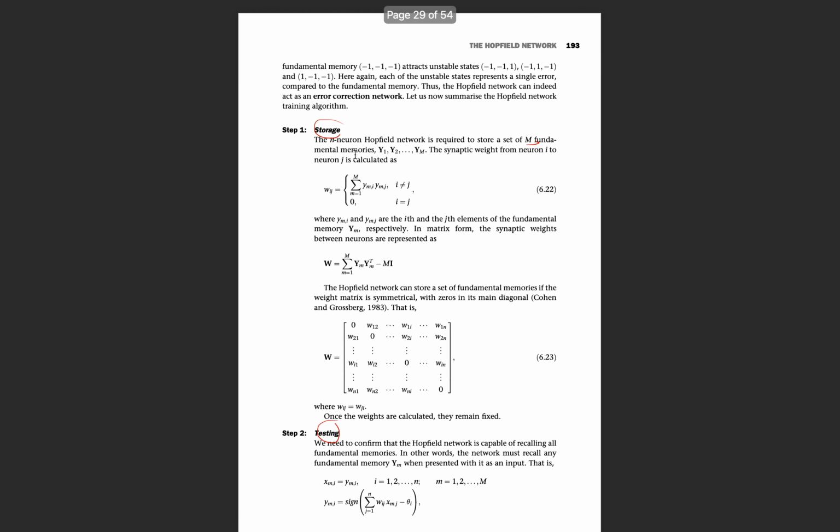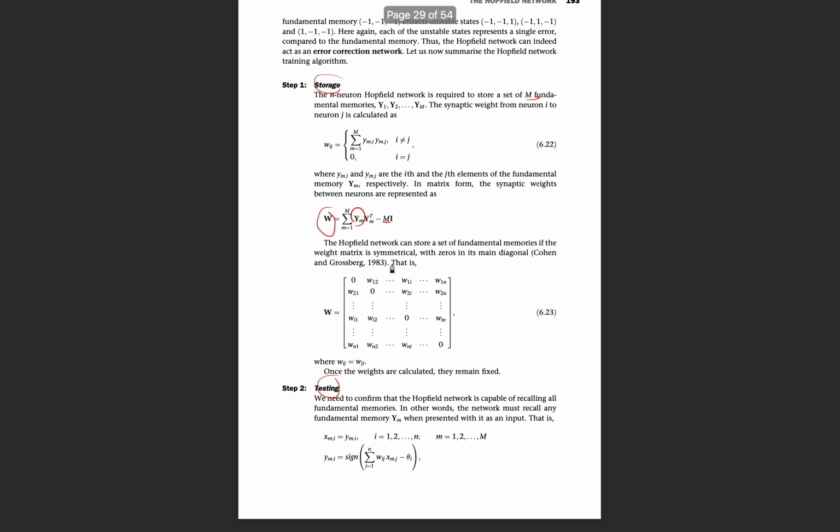For the first step, which is storage, we need to calculate the weight, and this is the formula for calculating the weight. Weight is equal to the sum of Ym Ym transpose minus M I, where Ym is the state or input, and M is the number of states. So let's say if we have 2 inputs, then the M value will become 2, times the identity matrix. The identity matrix represents the number of elements in the state.